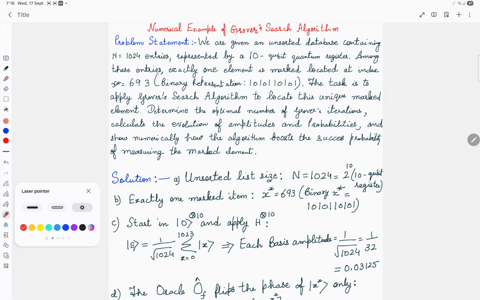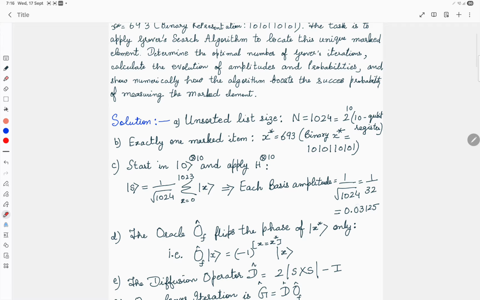The task is to apply Grover search algorithm to locate this unique marked element, determine the optimal number of Grover iterations, calculate the evolution of amplitudes and probabilities, and show numerically how the algorithm boosts the success probability of measuring the marked element. Let us look into the solution for this problem.